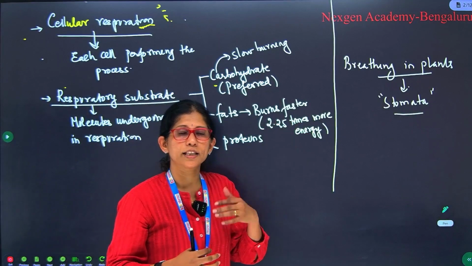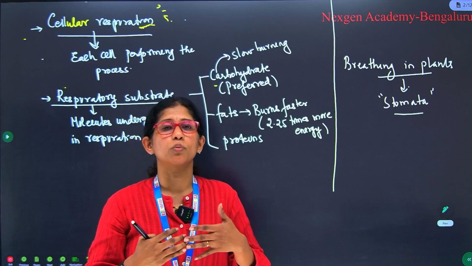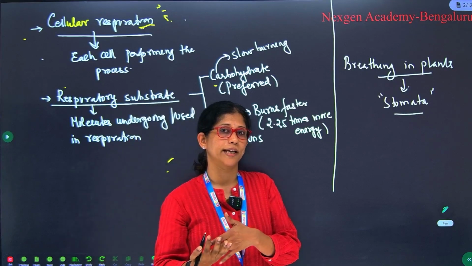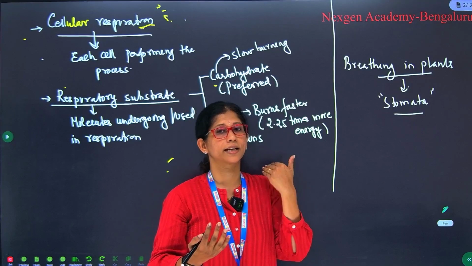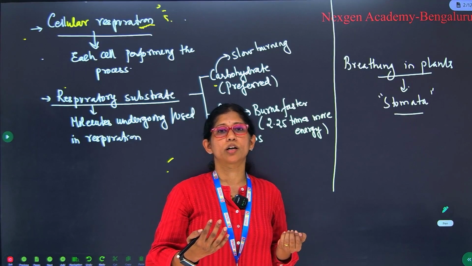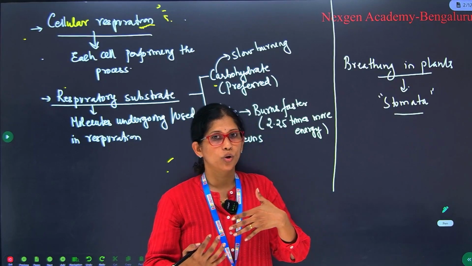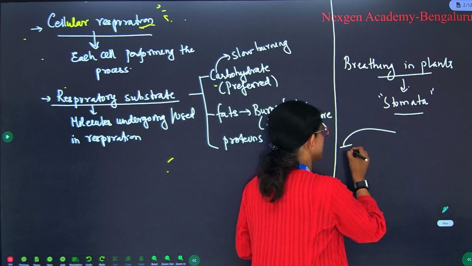So stomata are present in every type of plant. The number of stomata depends on what kind of plant we are talking about. For example, dicots will have stomata only on the lower surface, right? And when we talk about monocot plants, monocots will have stomata on both the upper as well as the lower surface. Now, where do we see stomata? Stomata are mainly seen on leaves, right?